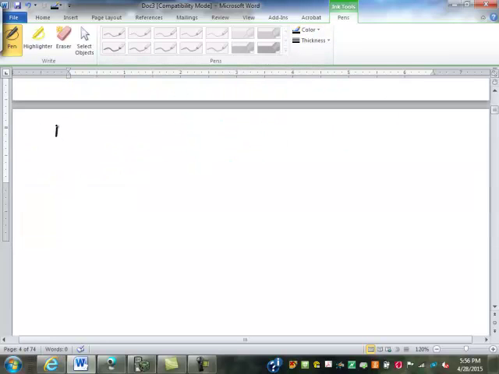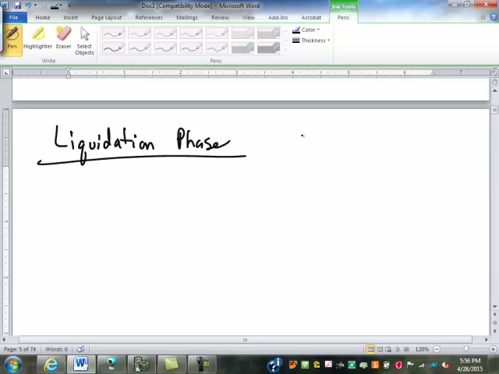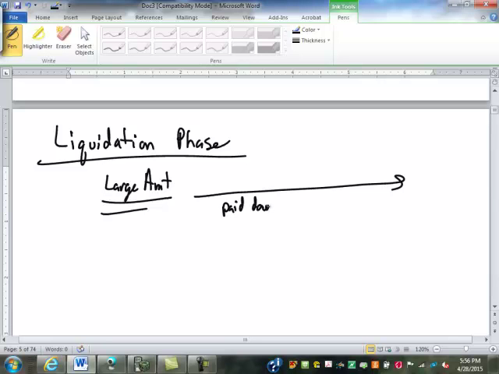Next, we have liquidation phase. In the liquidation phase, we have the large amount at the beginning, and it's being paid down or drawn out. If you're looking at retirement, you have this large amount of money at the beginning, you're drawing it out slowly over time. It could also be used for calculating balances on a loan or payments on a loan, where you have that large principal amount at the beginning and you're paying it down over time.